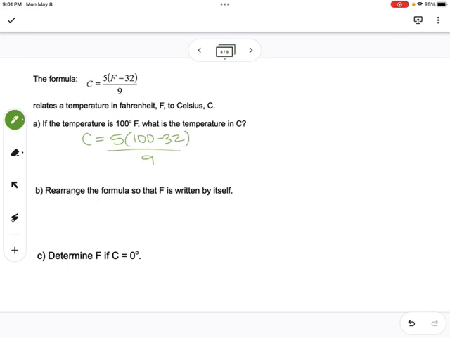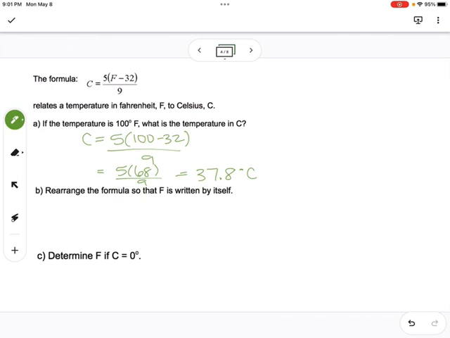So the first thing we need to do is the brackets. 100 minus 32 gives us 68. So 5 times 68 divided by 9, and we get 37.8 degrees Celsius.